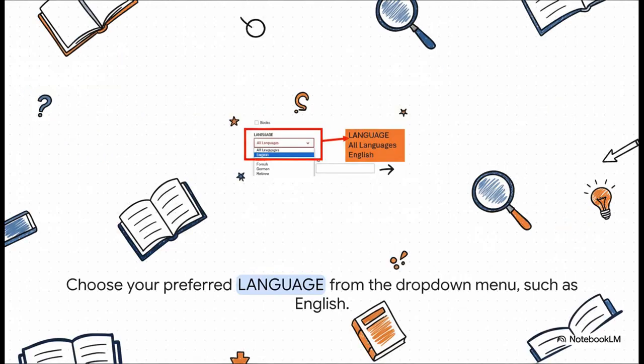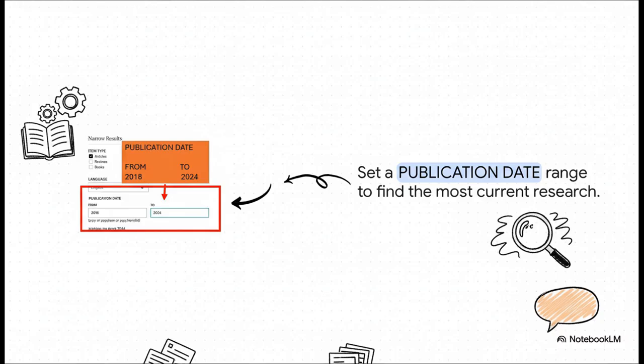Easy. Next up is a filter that seems small but is secretly a huge deal: language. I mean, unless you're a polyglot, you're probably going to want to select your preferred language from this drop-down menu. It just ensures that everything you find is something you can actually read. Now, this one is absolutely critical, especially for topics where things change fast. I'm talking about the publication date. You can set a really specific range here. So, for instance, if you only want research from the past 5 years, you can pop that in and immediately get rid of older, maybe outdated sources.